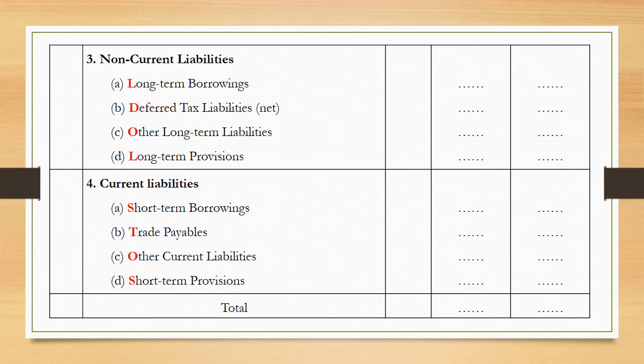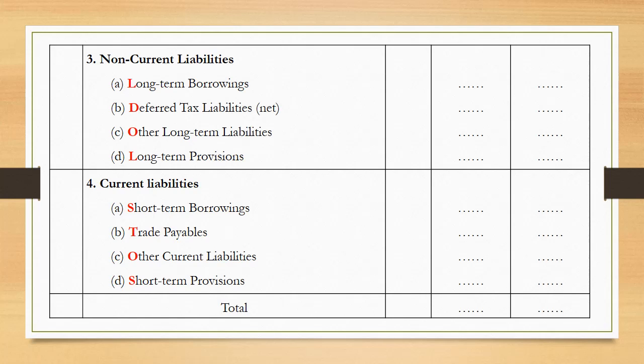DOLL and TOSS, non-current liability, it was DOLL, right? D stands for deferred tax liability. O is other long-term liabilities, long-term provisions, and long-term borrowings. This is DOLL. But please don't change the order. Order has to be LDOL only. So deferred tax liability, other long-term liabilities, long-term provisions, and long-term borrowings are the subheads of non-current liabilities.